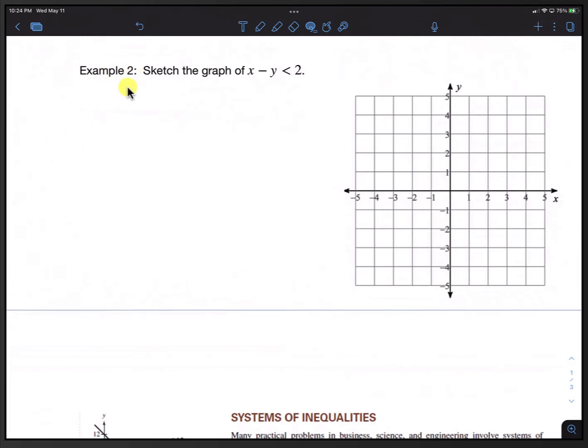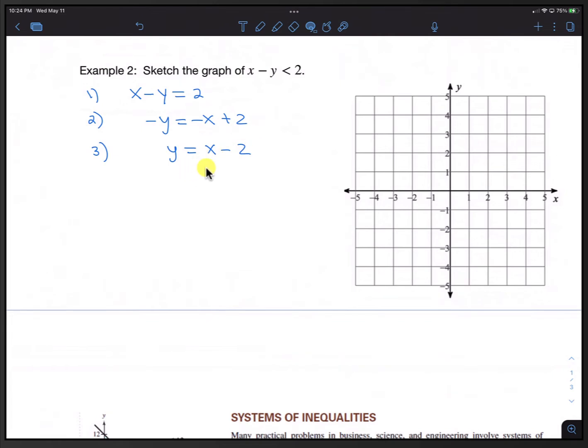Okay, and here is example number 2. Sketch the graph of x minus y is less than 2. Well, the first step would be to change the inequality to an equal sign. And then we're just going to rearrange it to get y by itself, to get it in slope-intercept form. So the second step would be to move the x over to the right side by subtraction. So we have -y is -x plus 2. Then we need to get rid of the negative, so we'll divide by -1 everywhere. And we get y is x minus 2.